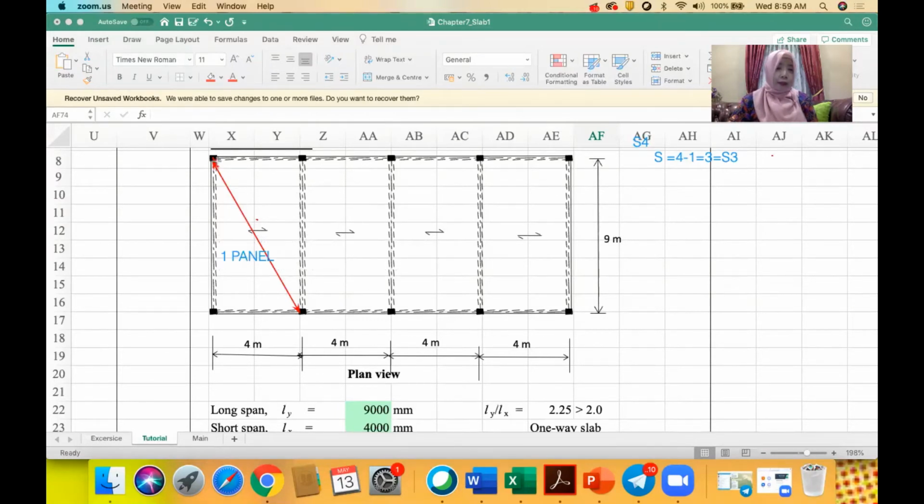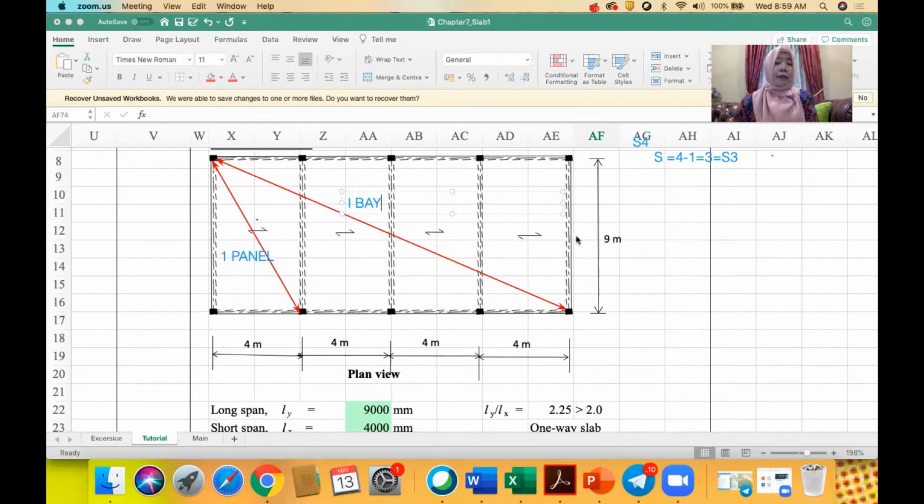From here to here, we have 4 panels: 1, 2, 3, 4. The area of all the panels under consideration here is called one bay. This is one bay. If we just got 3, then one bay is equal to the area of the 3 panels. So we now have 4 panels.